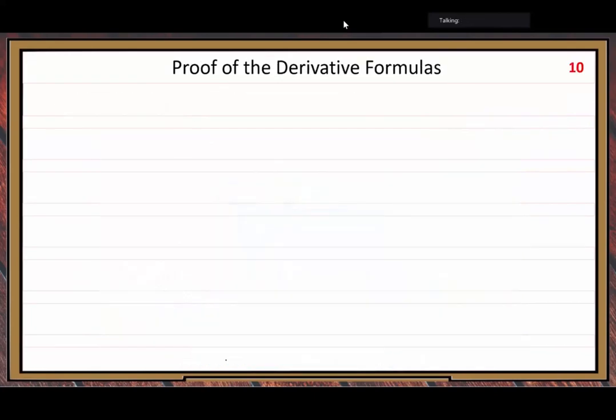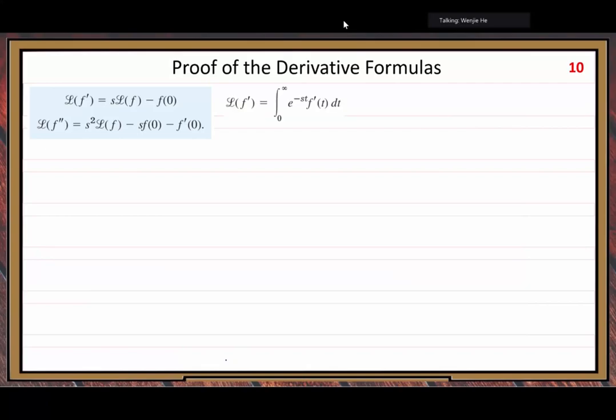All right. Proof. Now we need to prove the formula a little bit. Not too hard: integration by parts. Let's do the first one. By definition, first we apply the definition on f prime. Then integration by parts, right? Here I write it out directly, because this is f prime.